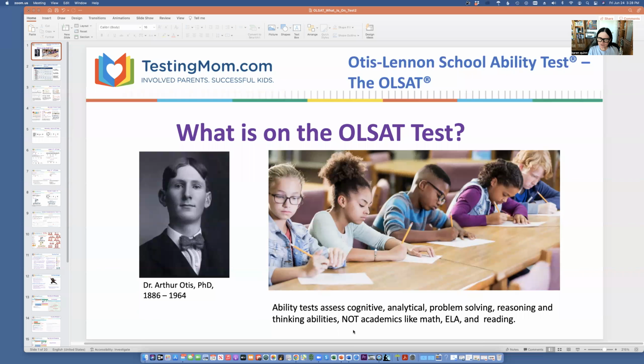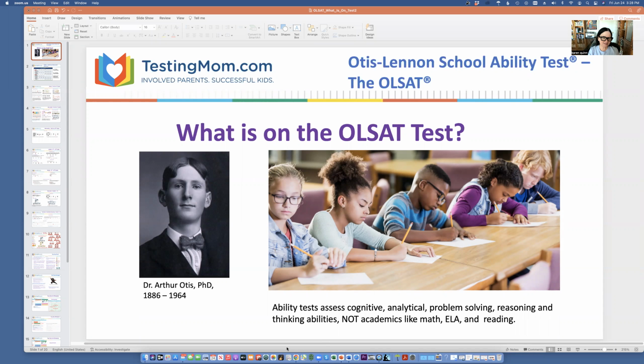And today I am going to give you a mini lesson on the OLSAT test so you can help your child get ready for this test. All right, so what is the OLSAT? Well, it stands for the Otis-Lennon School Ability Test.